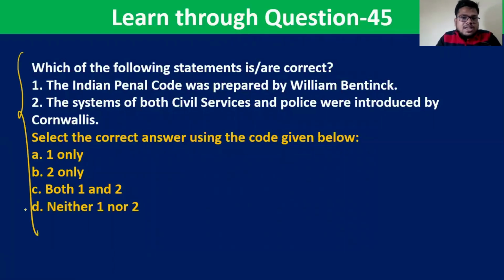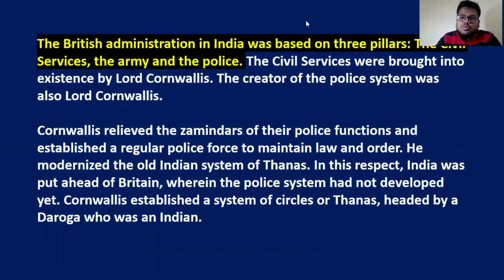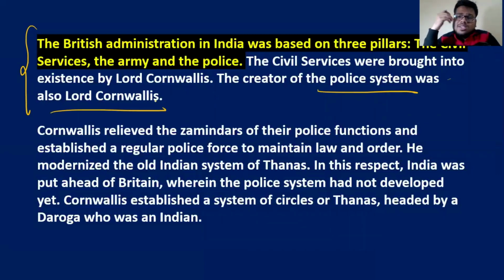Which of the following statements is correct? First, the Indian Penal Code was prepared by William Bentinck. Second, the system of both civil services and the police was introduced by Cornwallis. We have not discussed the Indian Penal Code. We have discussed that a law member was set up in the times of the British, and that came with the Charter Act of 1833. Before that, we discussed Lord Cornwallis, under whom the police system was reorganized, and the thanas, the darogas, and the judiciary and civil services were brought into existence. The judiciary was started by Warren Hastings. Some reforms were done by Cornwallis, then by Lord Hastings, then by William Bentinck.